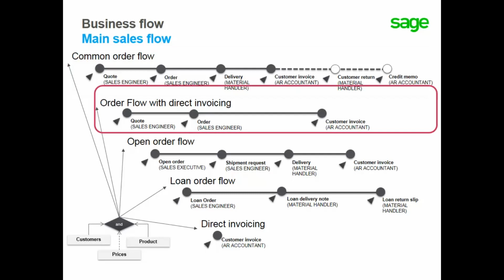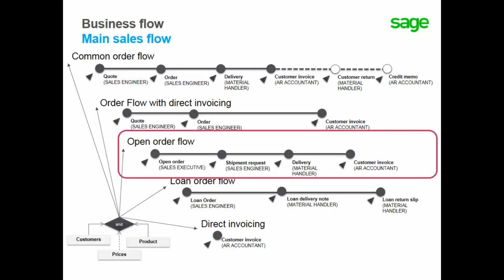Order flow with direct invoicing. This flow does not require a shipment. We can go straight from the order to customer invoicing, and it's the latter which will perform the stock issue if the products sold are managed in stock. Open order flow. An open order freezes specific sales conditions for a customer in regard of global quantity to sell over a period. When the customer requests a stock, the shipment request defines the quantity due and the shipment date. The remaining steps of the flow are now similar to the normal order flow.